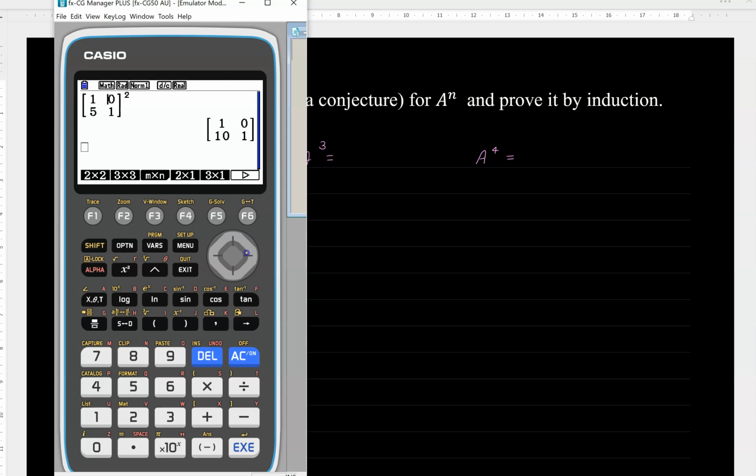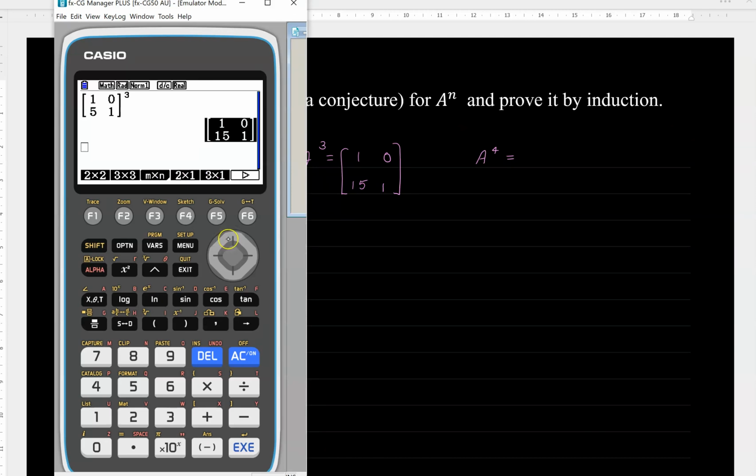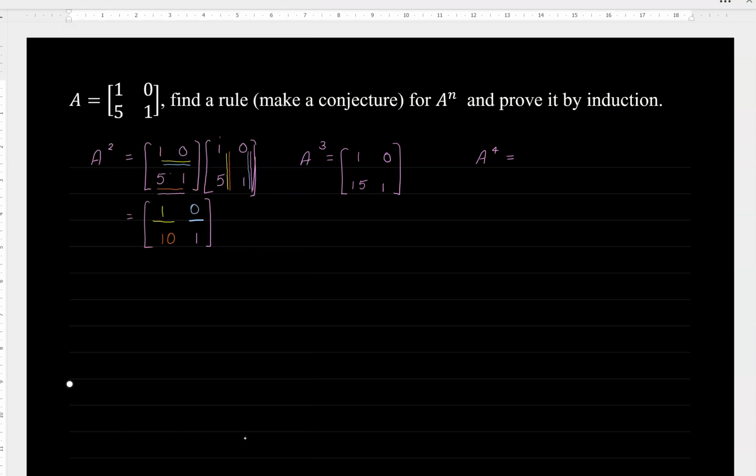Sorry, my pen is not wanting to work here. Okay, so 1, 0, 15, 1. And back we go up, and we'll change that to a 4: 1, 0, 20, 1.